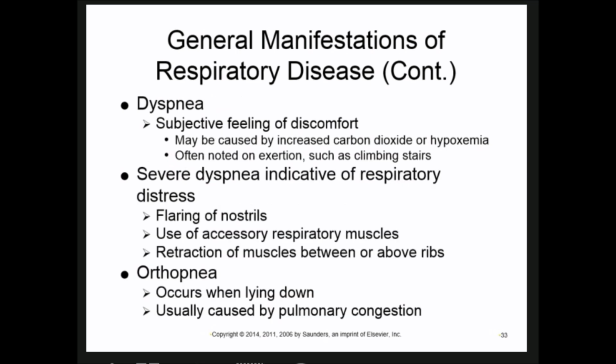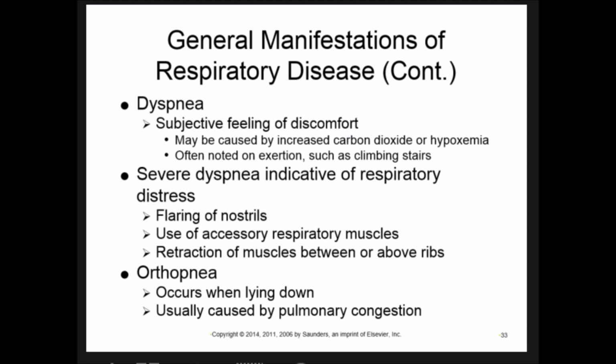Dyspnea: difficult breathing or discomfort while you're breathing. Usually, if you're having difficulty breathing, it can be either that the carbon dioxide is high or the oxygen goes down. Something makes it harder for you to breathe. The feeling is like you're climbing stairs, going upstairs to the second or third floor. This is how they feel even though they are not going upstairs or anything. This is dyspnea at rest.